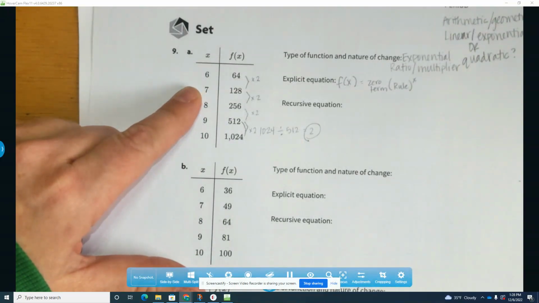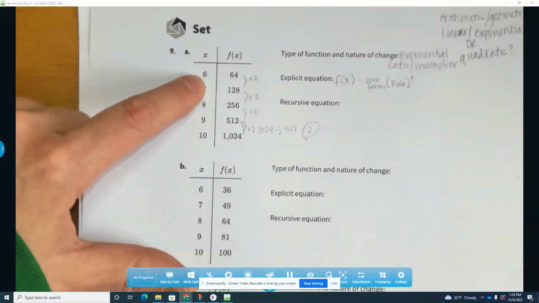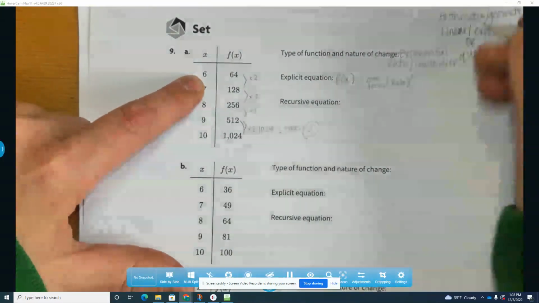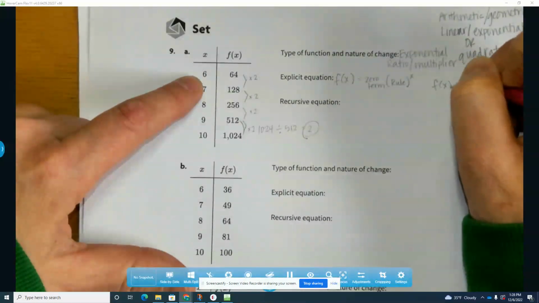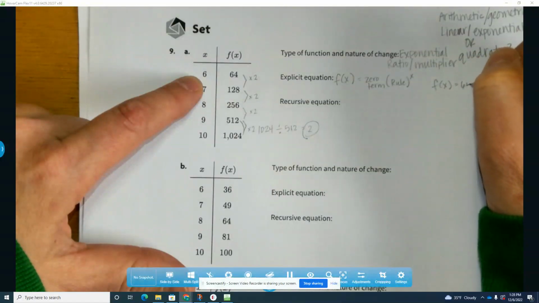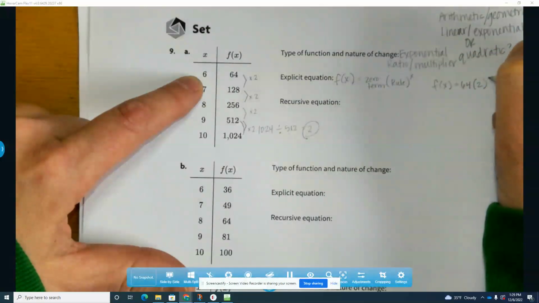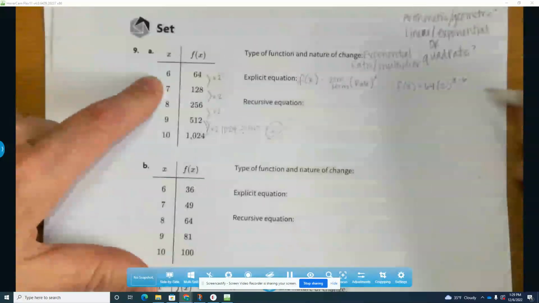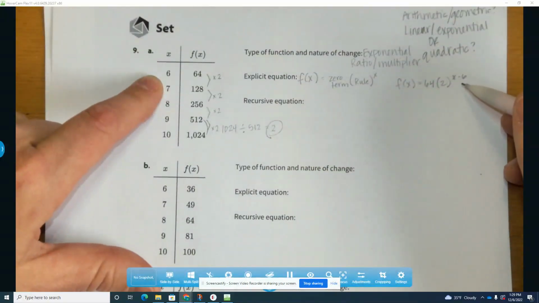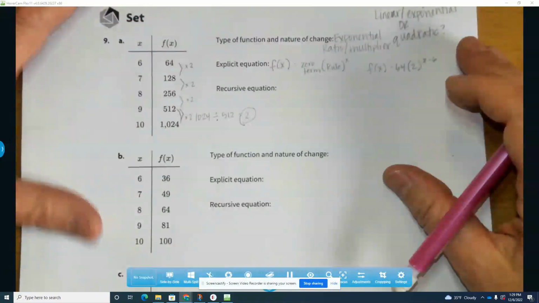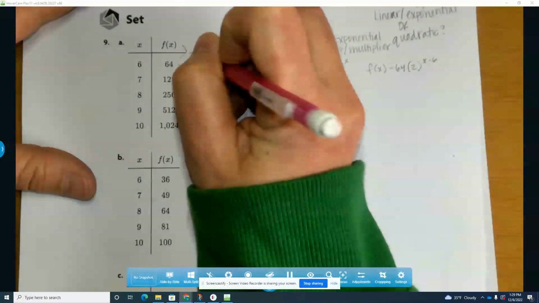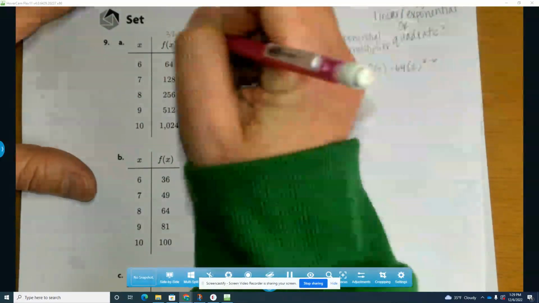or we could use this sixth term and just make sure that we say we used the sixth term by putting that up here in our exponent. This x minus 6 indicates that we used the sixth term and not the zero term. If you wanted to go and get the zero term, you would divide by 2 all the way back.